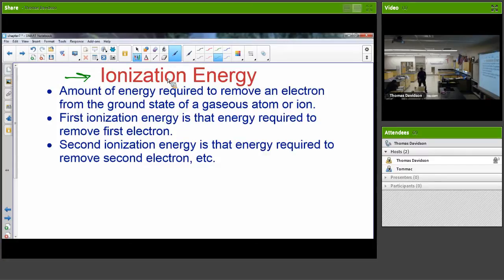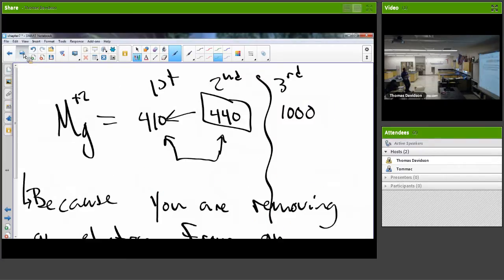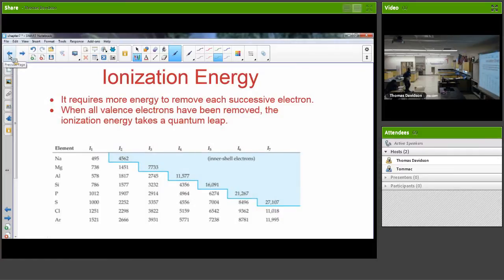All right. This is a really important concept for your exam and for the rest of the year, for you to have an idea of what we're talking about when we talk about ionization energy. So, here's a question and an answer. The question, really, I should probably go to this graph first. There we go. It requires more energy to remove each successive electron.